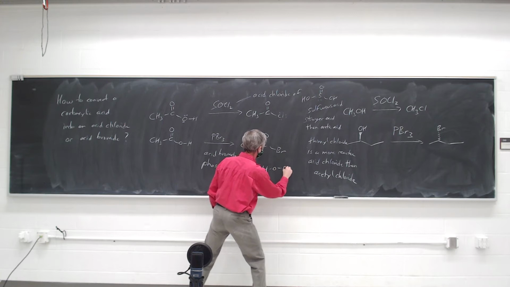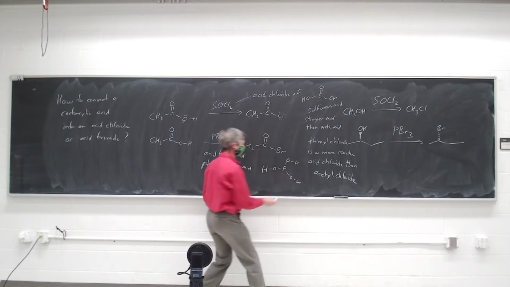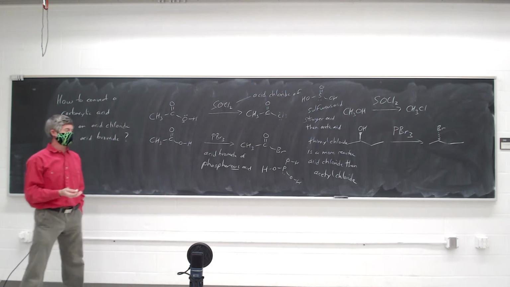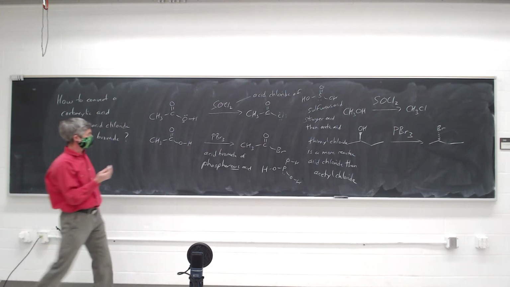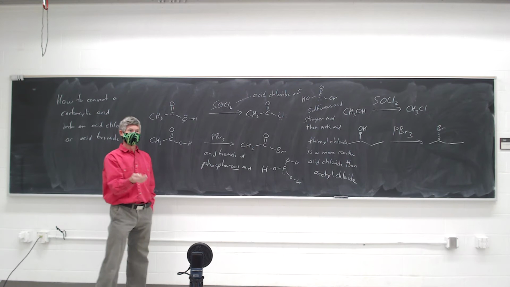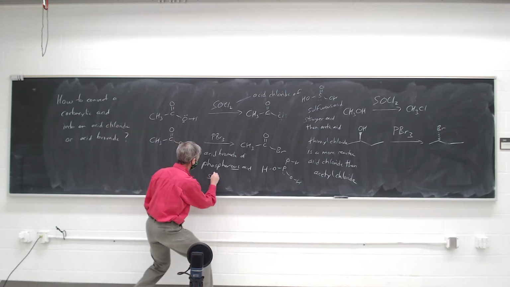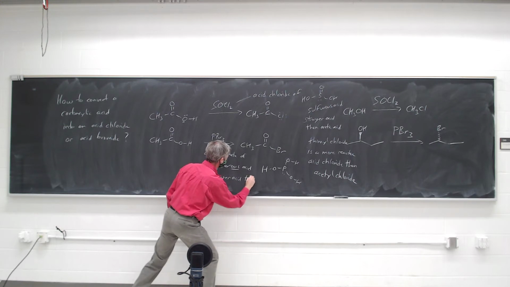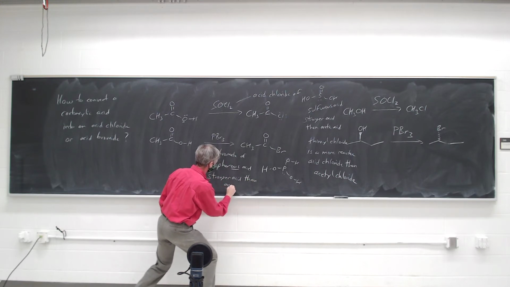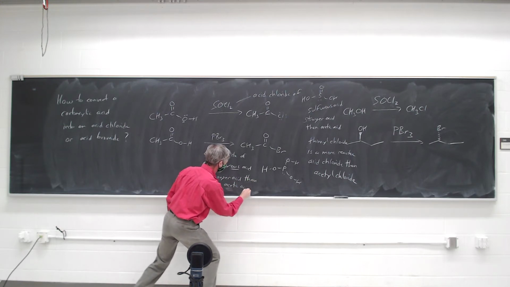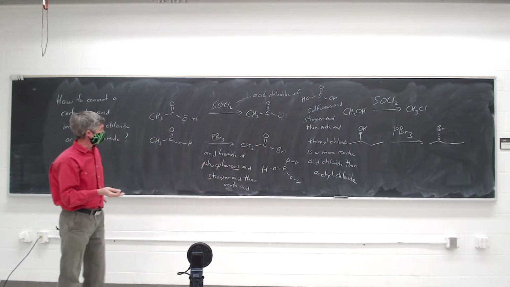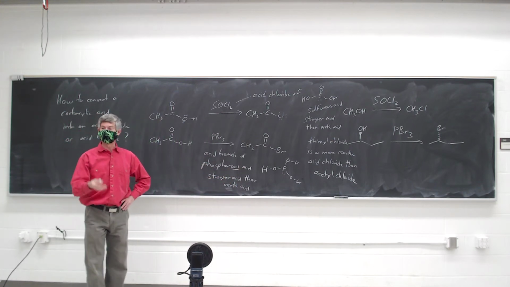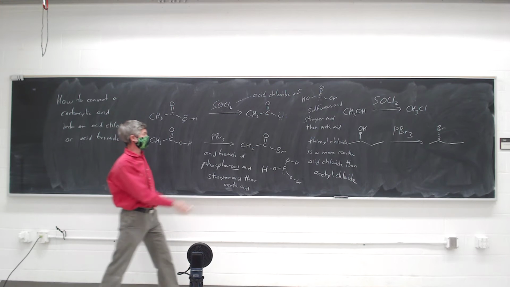H3PO3. So we make the acid bromide by converting those three hydroxyl groups to bromide. And phosphorus acid is a stronger acid than acetic acid, which makes the acid bromide of phosphorus acid a more reactive acid bromide than acetyl bromide.